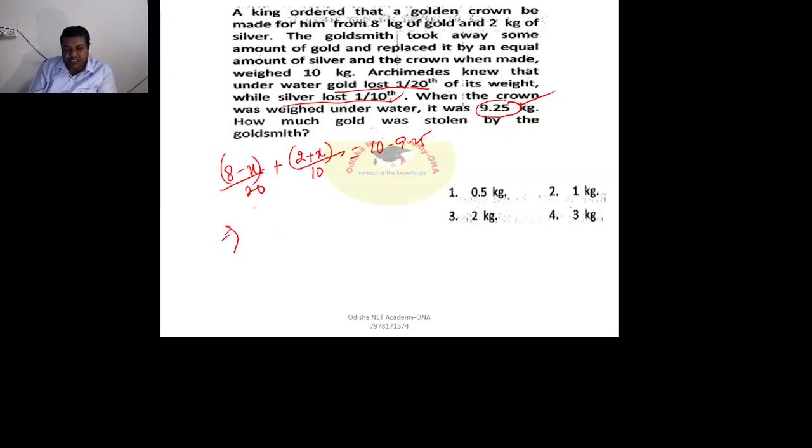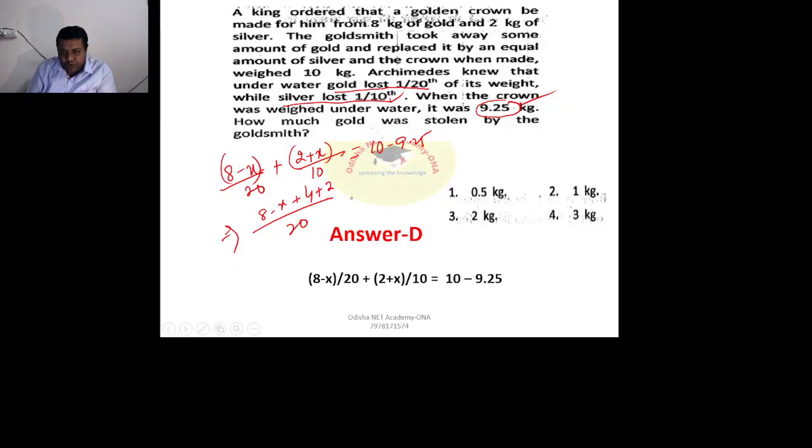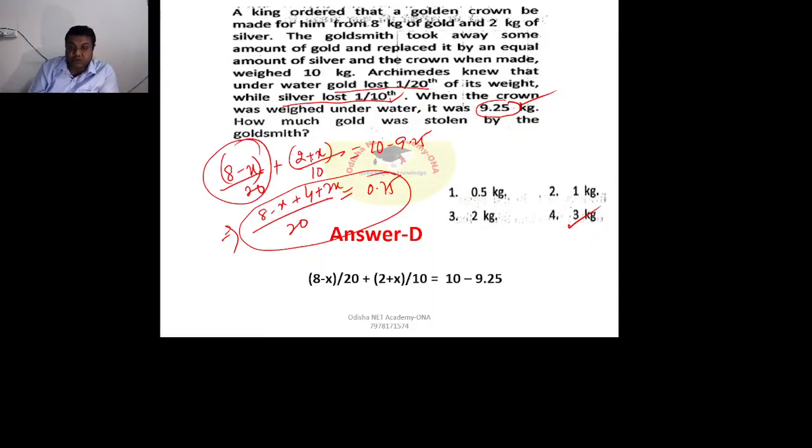Now just take the LCM, that is 20. So it is 8 minus x plus 4 plus 2x equal to, you have to solve this, that is, 2x is equal to 0.75. Solve this and find x. If you solve this, x will be almost 3 kg. So first you find the lost weight of the gold, the lost weight of the silver, then the total lost weight. Then find x.